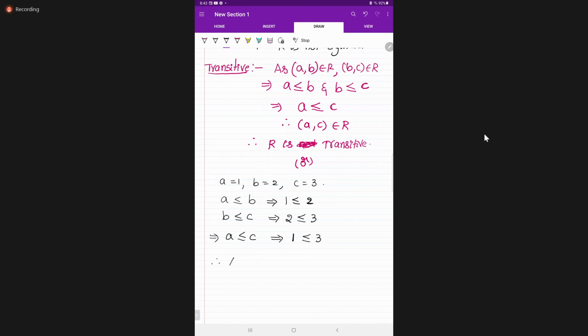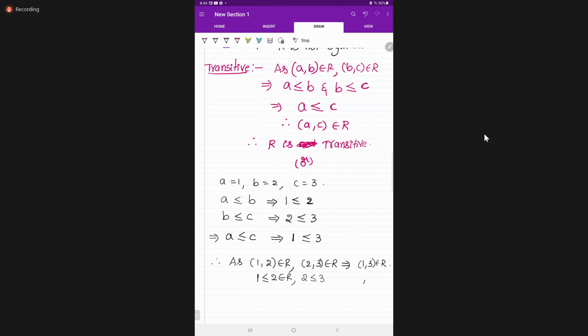Okay. Therefore, you can write here (1, 2) belongs to R, (2, 3) belongs to R. That implies (1, 3) also belongs to R. Is it clear, all of you students? Yes, ma'am. Ma'am, always while solving this sort of questions where they don't give any value, we can take our own example and do it, right? Yes, according to that, we have to take it. Any doubt, students? No, ma'am.